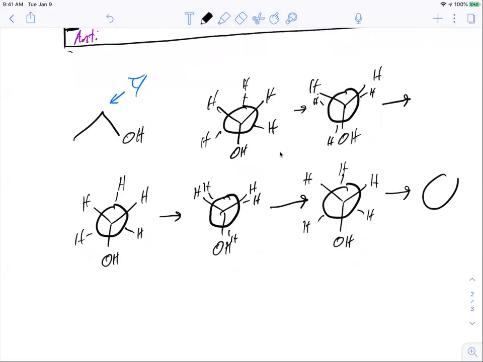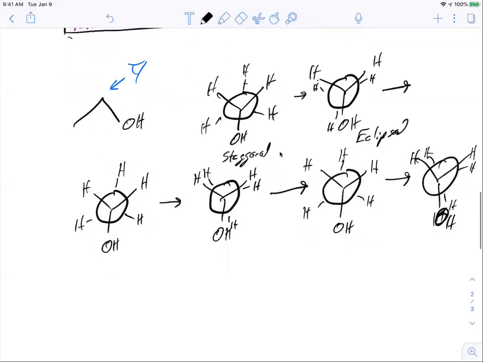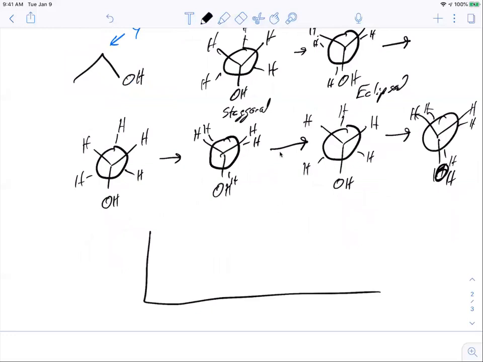So if we go through all of those rotations, and it gets a little confusing because all the ones on the back are hydrogens, right? All I have here is staggered and eclipsed. And if I try to draw the energy diagram here, I would just have 2 levels.